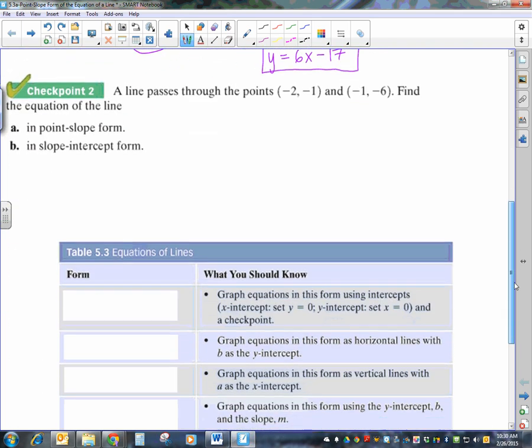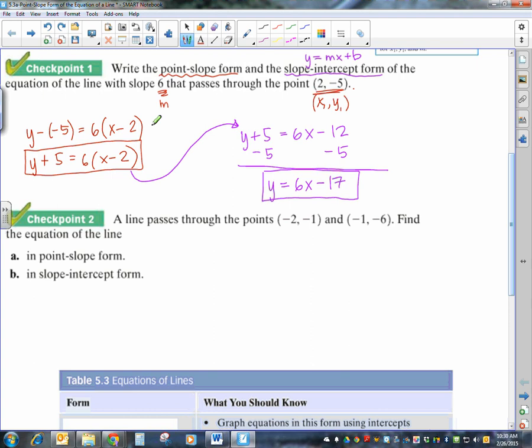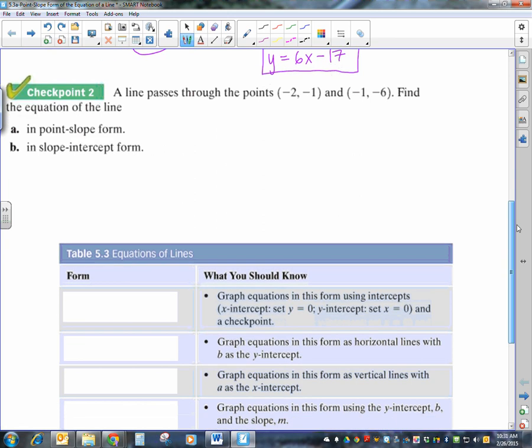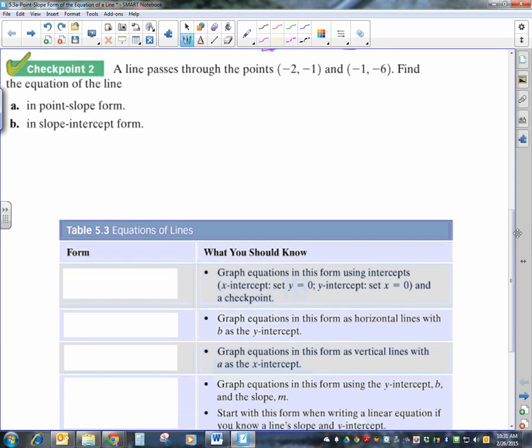Okay, so let's do another example. The difference between these two examples is that this one gave you the slope, and this one actually only gives you 2 points. But hopefully you know that whenever we have 2 points, we can always find that equation. We can find the slope if we have just 2 points. Okay, and we've talked about this before.